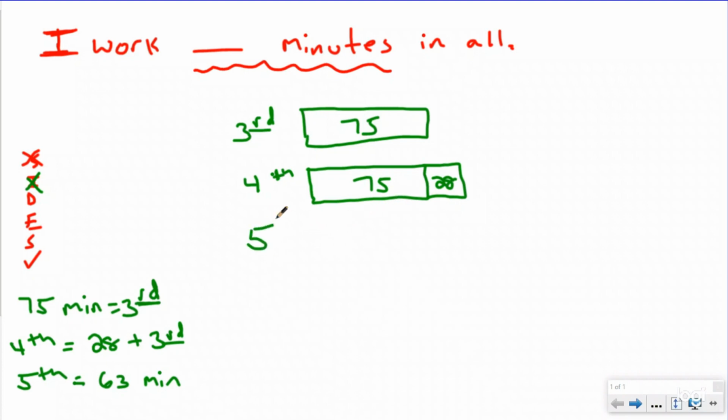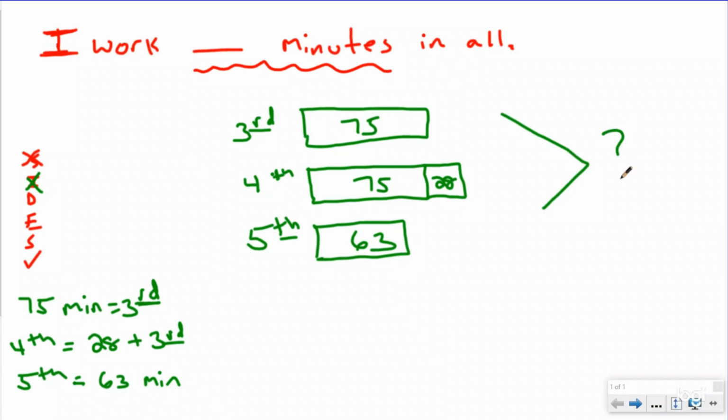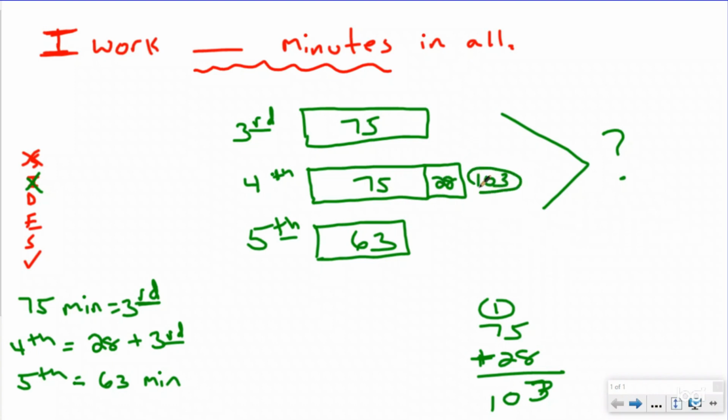And then I also just had 5th grade. Now, 5th grade wasn't comparing anything. It just said 63 minutes, right? So 63 is going to be a little bit less than 75. And then I want to know how much I had in all. So I know how much I had for 3rd grade. I don't know how much I had for 4th grade because I have to add my part-whole model together here, right? So I'm going to have 75 plus 28. Wow, I was doing really good, being neat. And that's going to be 13, regroup that. And so that's going to be 103 minutes here. So 4th grade was 103 minutes total.